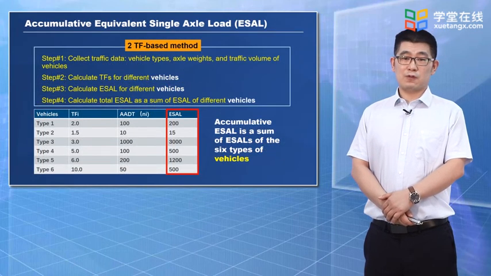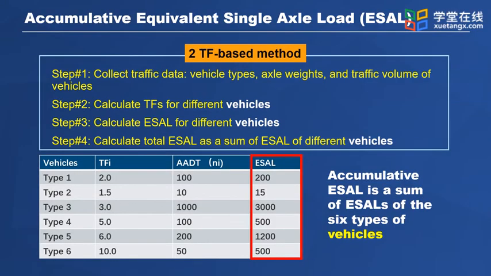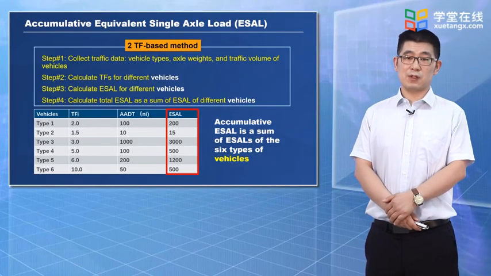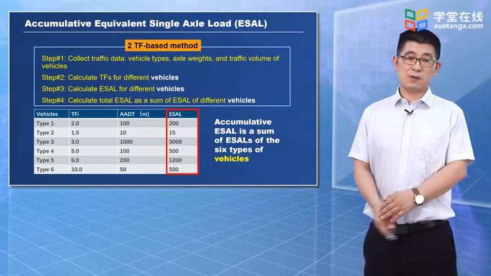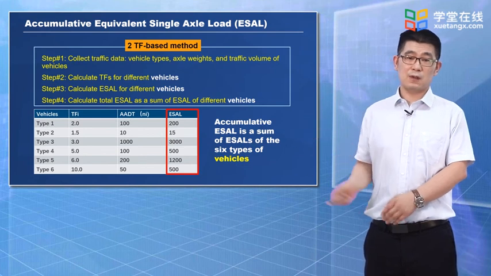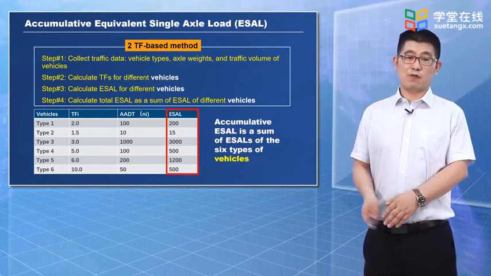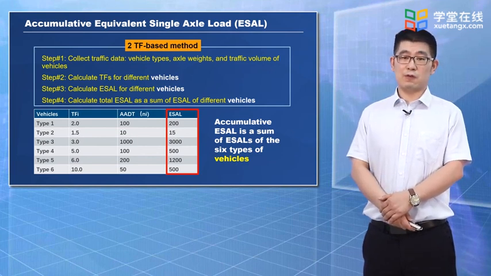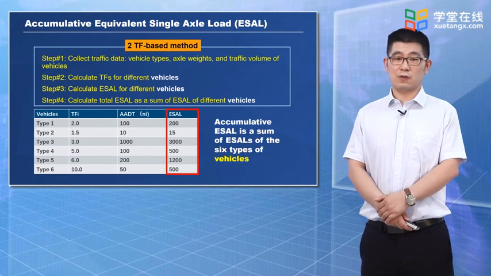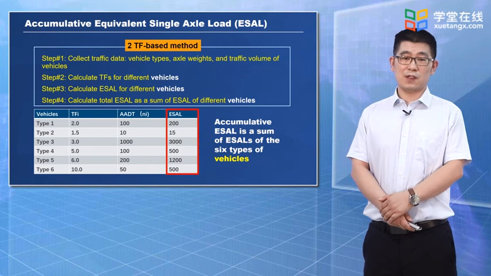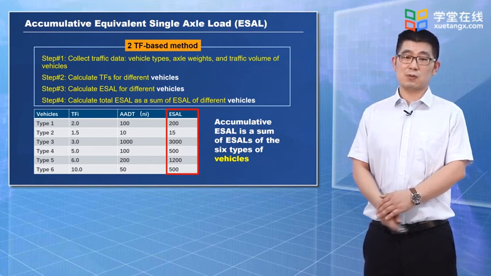There are 4 steps for the TF-based method. Step 1, collect the traffic data. Step 2, calculate the TF for different vehicles as shown in the third column. Step 3, calculate the ESAL for different vehicles as shown in the second column. Step 4, calculate total ESALs as the sum of the ESAL of different vehicles as shown in the fourth column. Following the 4 steps, the cumulative ESALs of this example can be easily calculated as shown in the table.